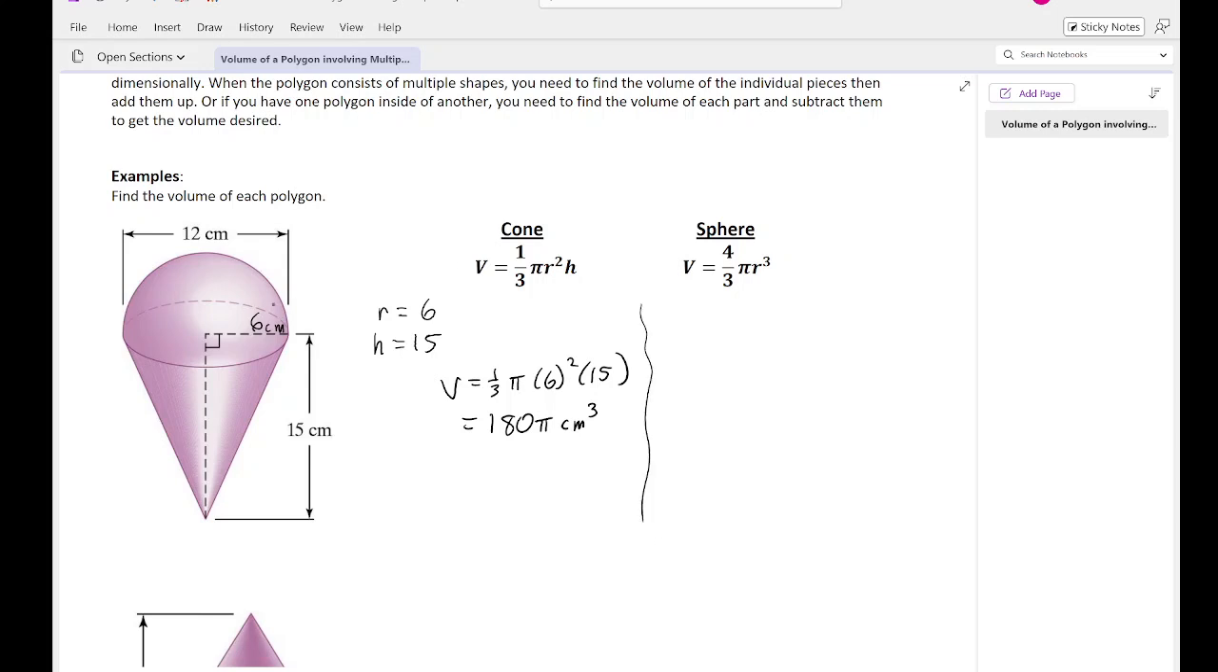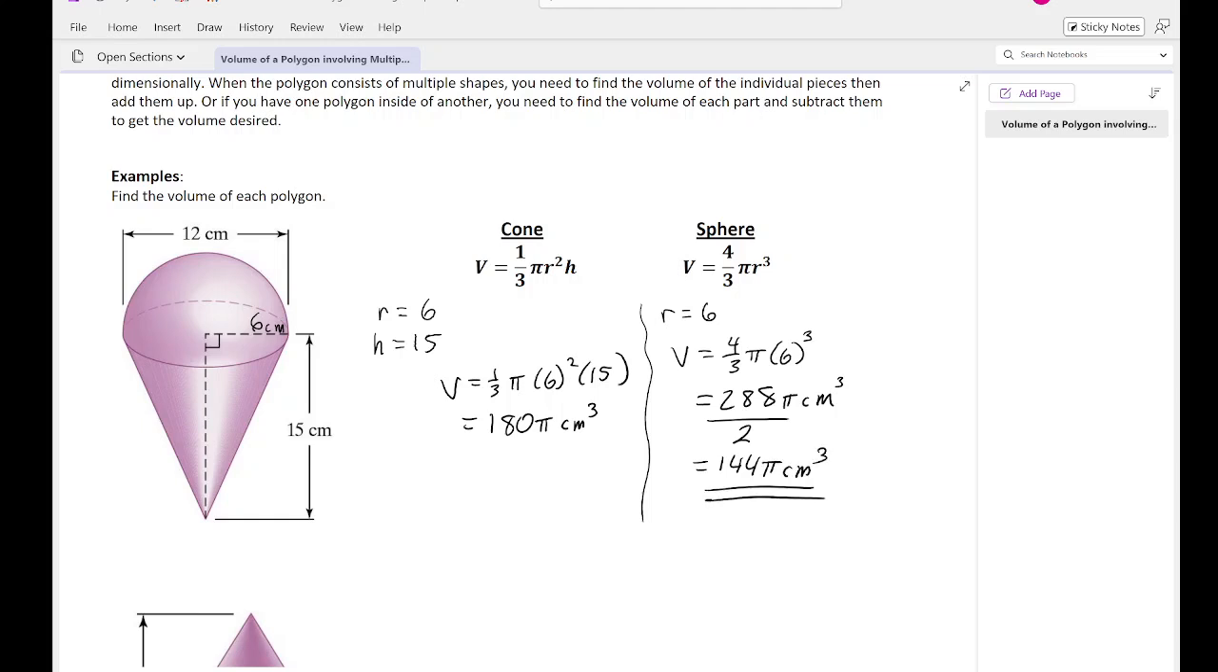Now I'm going to find the volume of the sphere. So again, I need to know the radius, which is 6. And now I can find the volume. So I'm going to have v equals 4/3 pi times 6 cubed. And when I do that, I'm going to end up getting a volume of 288 pi centimeters cubed. Now this is well and good, but I can see that I don't have an entire sphere up here. I have half of it. So I'm actually going to divide this by 2, and I'm going to get 144 pi cubic centimeters.